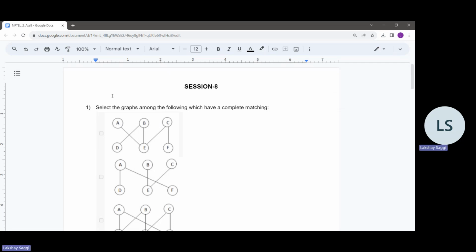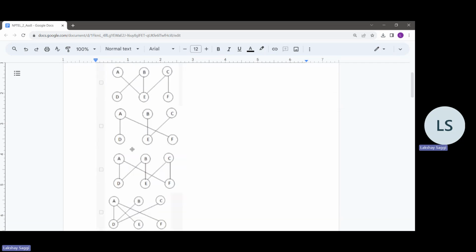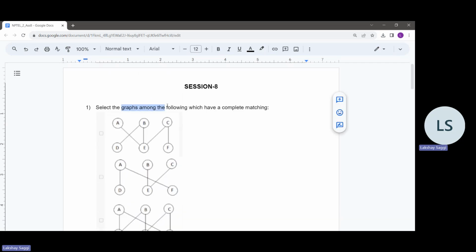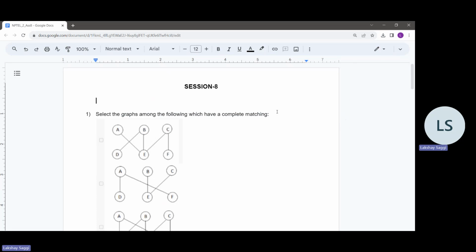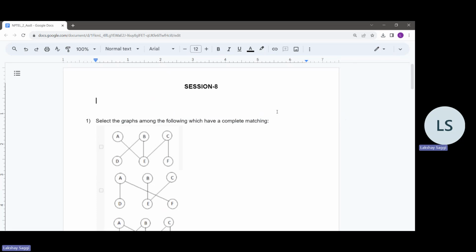The first question states that we have to select the graphs among the following options. There are four options given to us. We have to select the graphs which actually have a complete matching. Like I usually do, I like to define the preliminaries. So what is a complete matching?